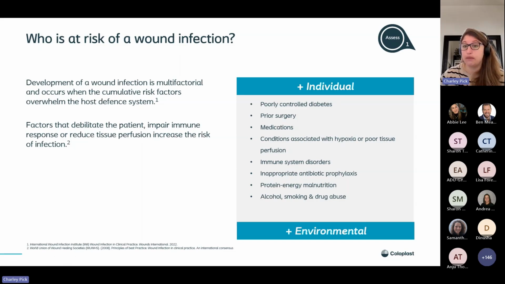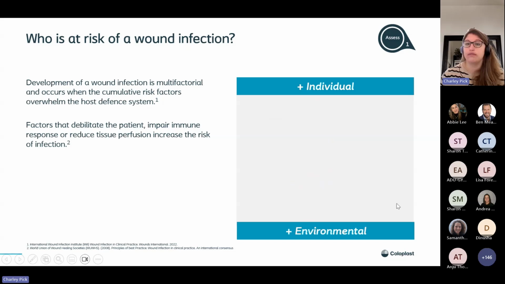Think about inappropriate antibiotic prophylaxis. There's a big thing in the NHS about not using antibiotics if they're not appropriate. And hopefully today, going through wound infection with you will help you see that we don't always need to go straight to an antibiotic, an oral antibiotic. We can use an antimicrobial dressing to manage local infection. Your protein-energy malnutrition, and your alcohol, smoking, and drug abuse, of course, will increase that risk.